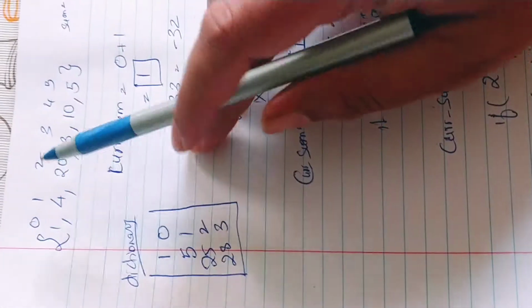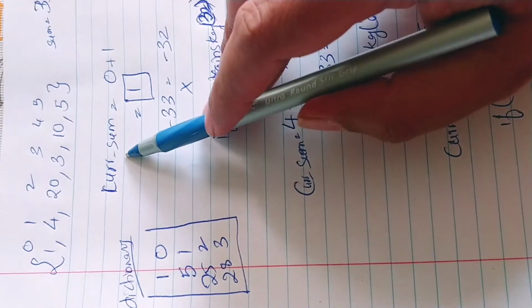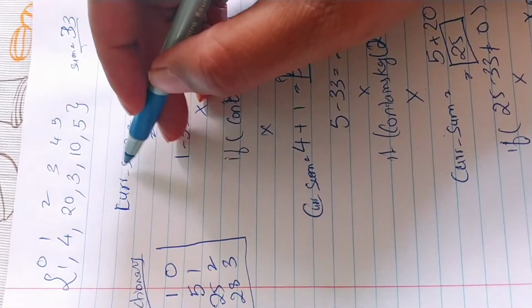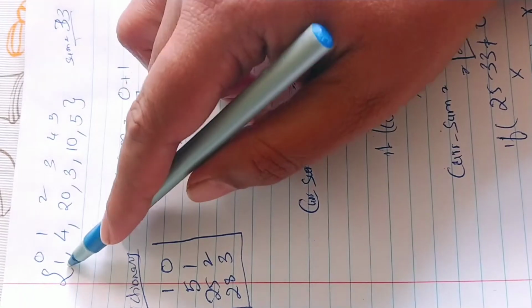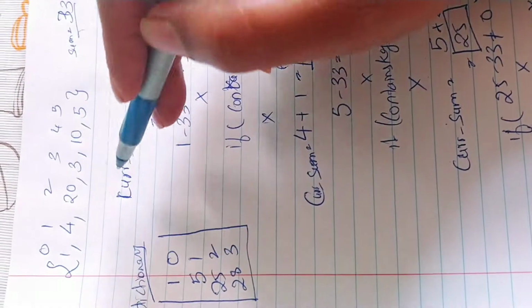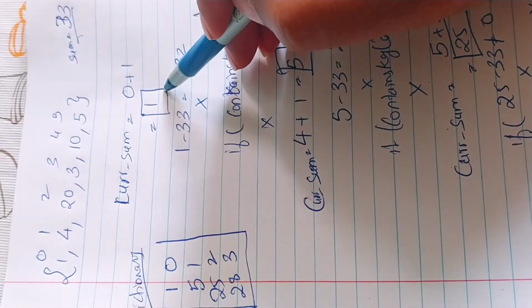I want to explain with an example. Here we have 1, 4, 20, 3, 10 and 5. Now the current sum is 0 and the sum we have to get is 33. As we already said, we will add the current sum with the element at index 0 in the first iteration. So when we add, we get 1.